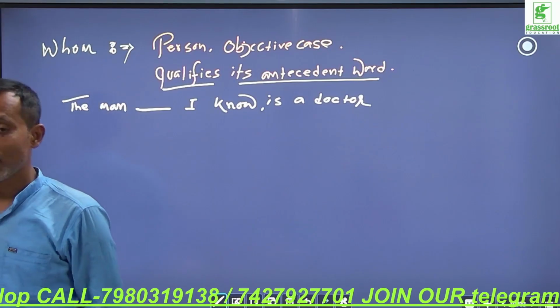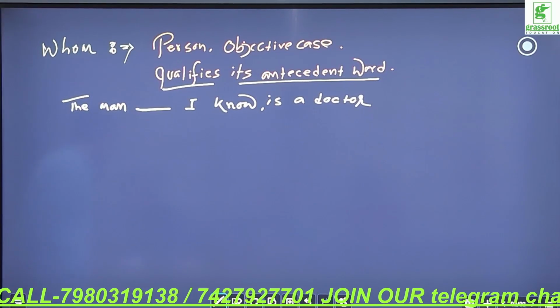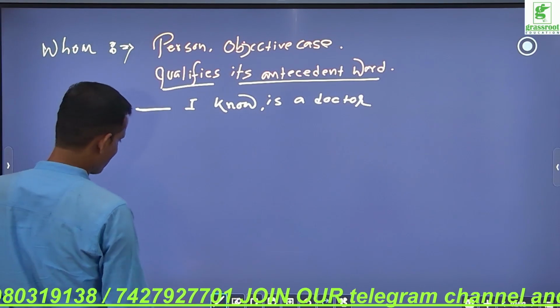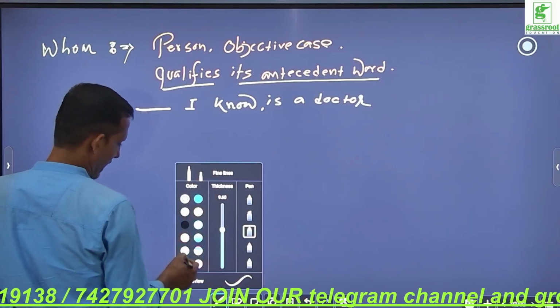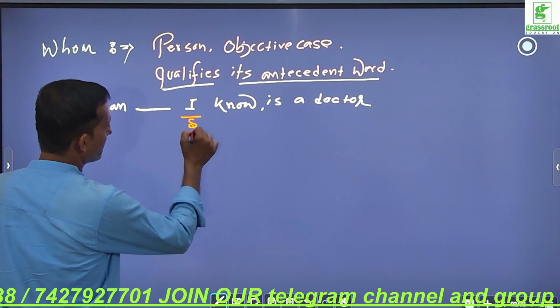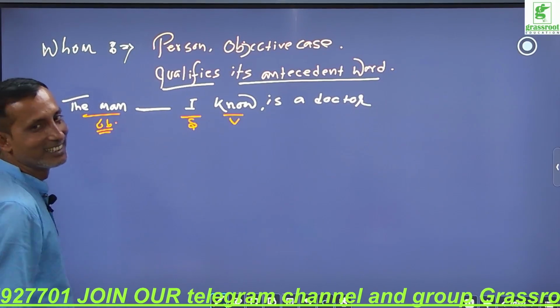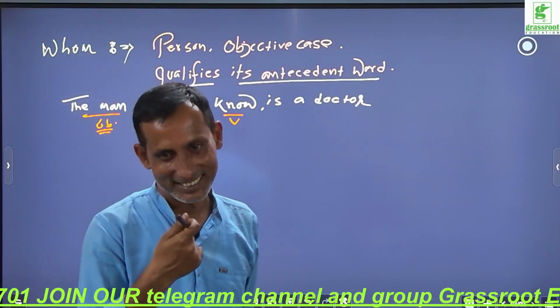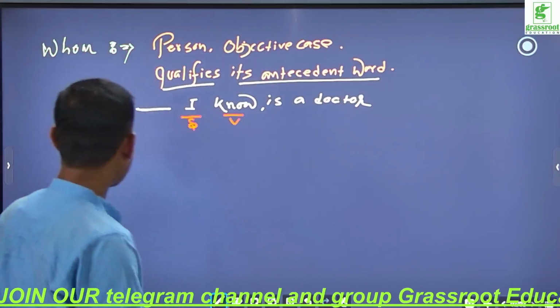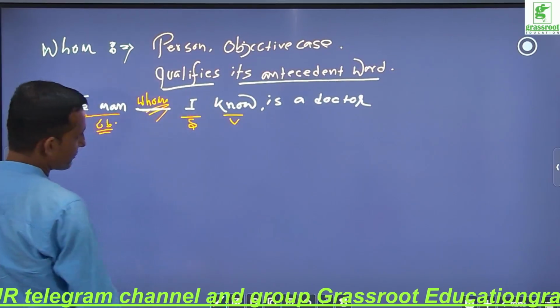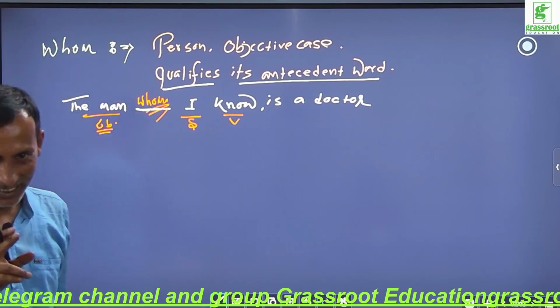Object. Well, it's an object, not subject. Here subject is, yes, I is subject. I know the man. It is object. Is it clear or not? The man, I know. That means that's why here whom is used. Clear?